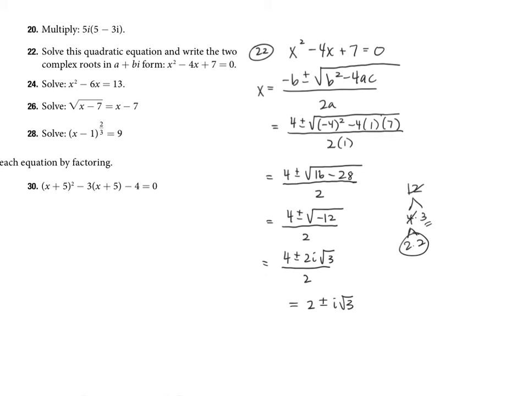Usually it's fine if you have the I before the square root to clarify that that's not under the radical. So you should be able to leave it like that.